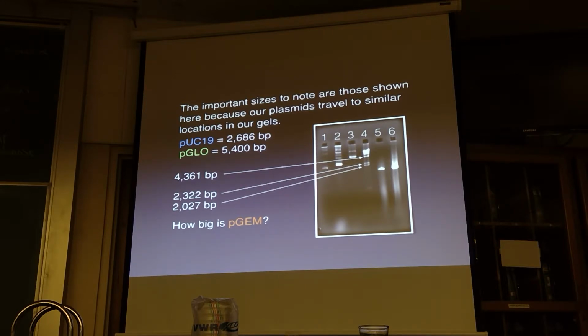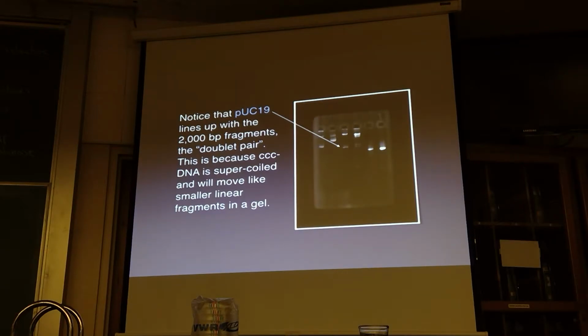PGLOW is probably around 3,000, 4,000, something like that. Or excuse me, PGEM. PGEM is somewhere in the middle. Now, here's an interesting feature. The PUC19 plasmid lines up with those 2,000 base pair fragments.